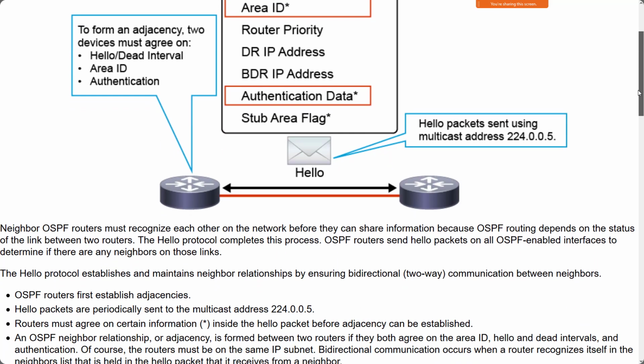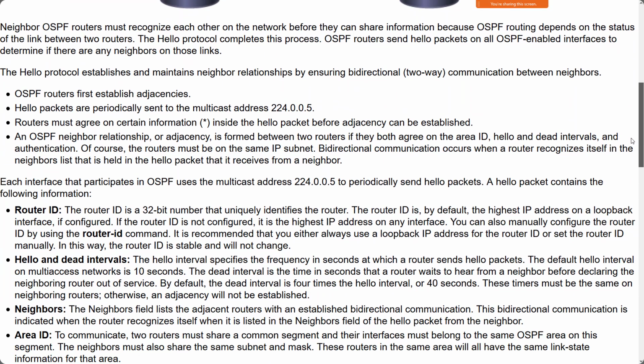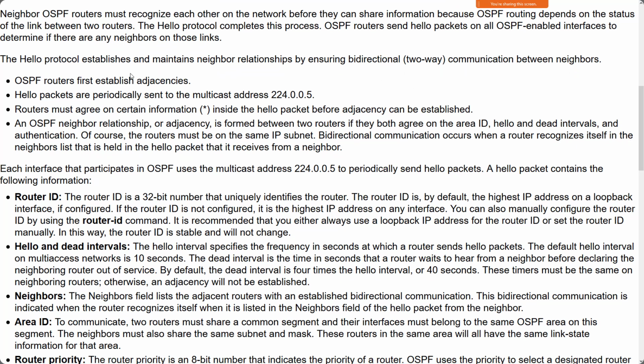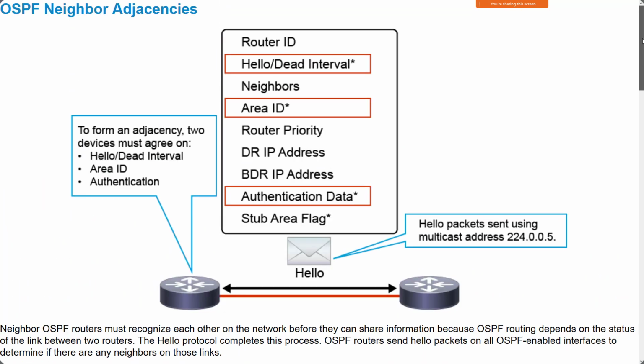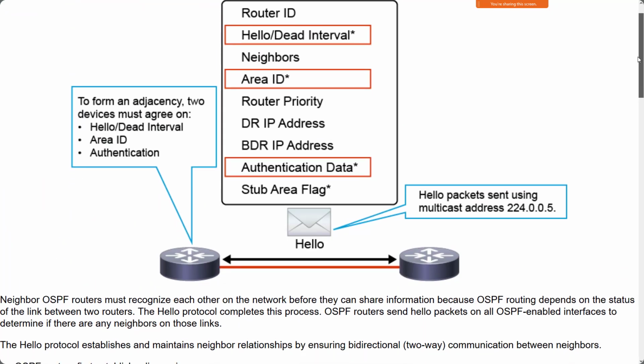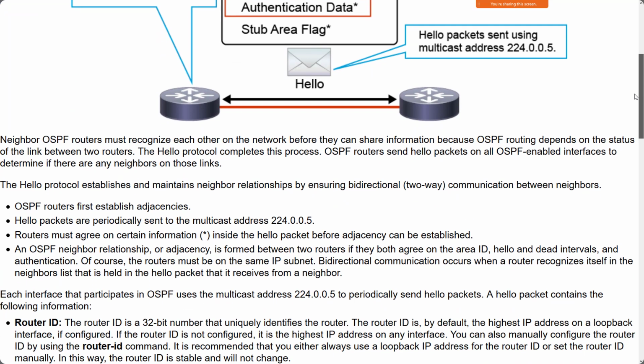All right. So we use hello packets to form the adjacency. Those hello packets are sent using 224.0.0.5. We have to agree on certain information. Oh, I see what they're saying. The asterisks, anything that has an asterisk next to it is something that has to match. I'm not sure what the red box means then, but anyway, those have to match as well.